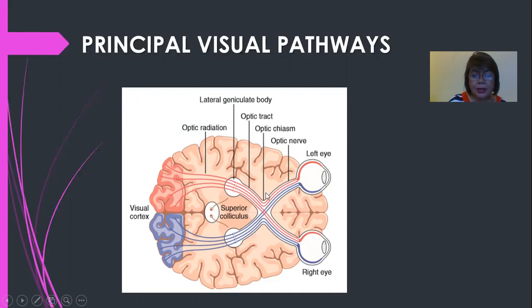Okay, and then the nerves coming from the optic chiasma will now go to your lateral geniculate body, and this is now your optic tract. Optic nerve becomes the optic tract. From here, it becomes the geniculocalcarine tract, or the optic radiation. It lands in your visual cortex.